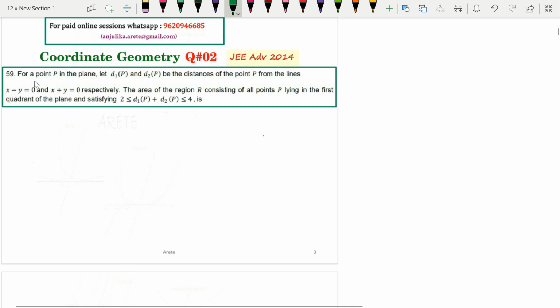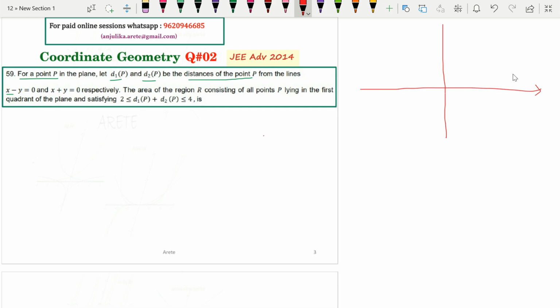Interesting question we have. It says, for a point P in the plane, let D1 and D2 be distances of point P from these lines. One thing is quite obvious: they are talking in the XY plane, because everything is in X and Y only. So let's have them.